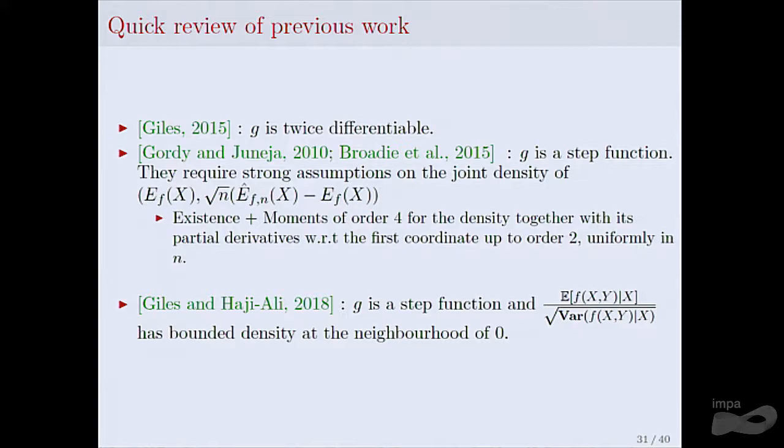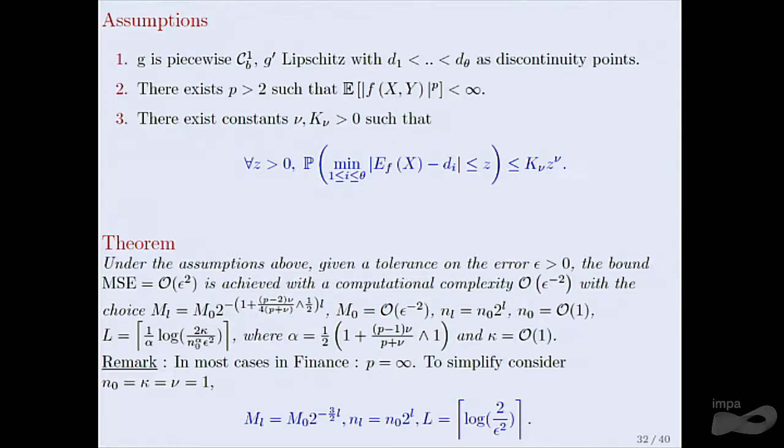And quite recently, Giles, again, and Ajali, they look at the problem where G is a step function, and if you suppose that this random variable has a bounded density in the neighborhood of 0, they again achieve what we want. And what we did is actually really similar to this, though it is a less strong assumption.